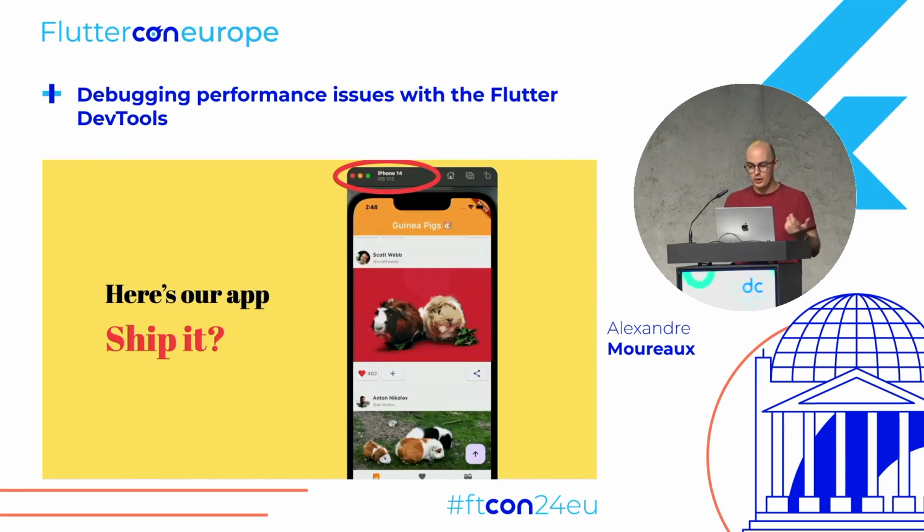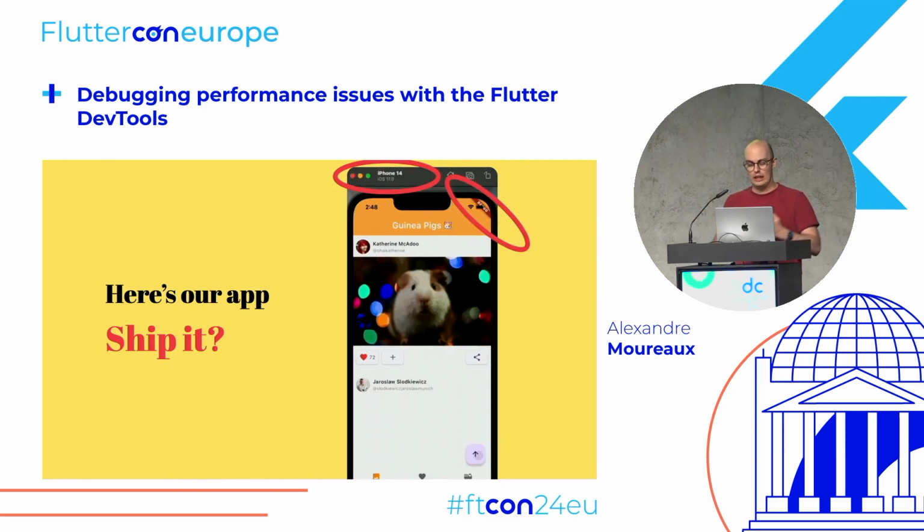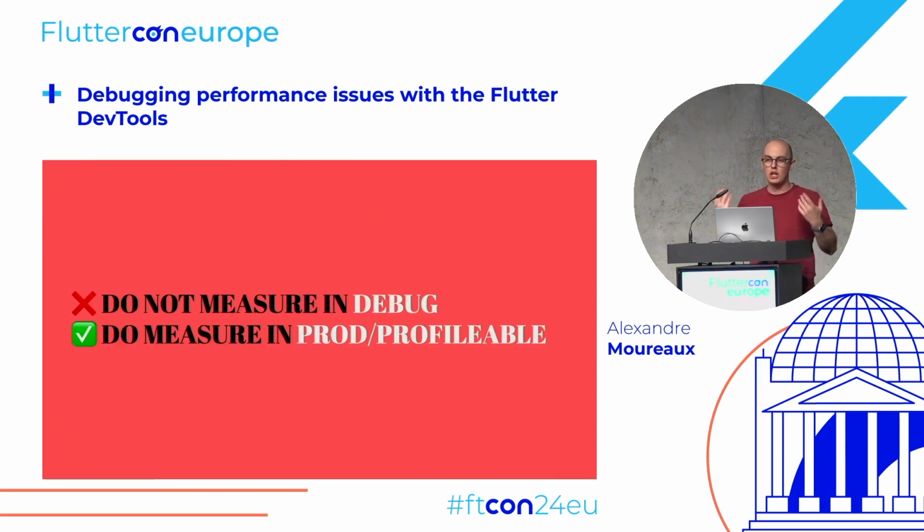All right, another reason is this. You should not measure performance in debug, you should measure in production or profilable, because debug mode is not representative of your performance in production. And if you focus too much on performance in debug mode, you might actually be fixing issues that don't appear in production. And I wish I could say this never happened to me, but, well, cry.